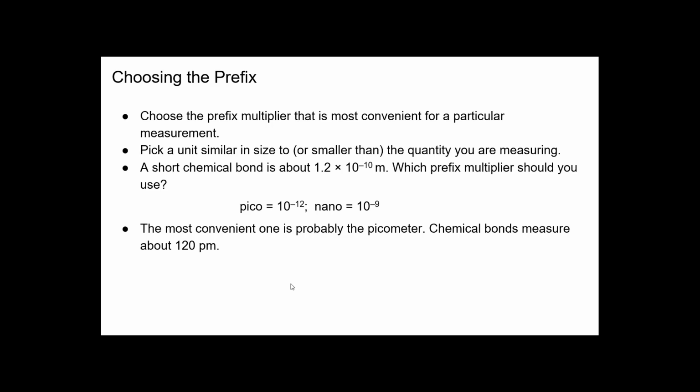So a short chemical bond is about 1.2 times 10 to the negative 10 meters. This is a very, very, very small value. Which prefix multiplier should you use? You don't want to have all these zeros. You'd have to write all these zeros out if you wanted. You want to work with something that you know is a small unit, but you can actually use it without that many zeros. So you want to pick a certain unit that's going to allow it.